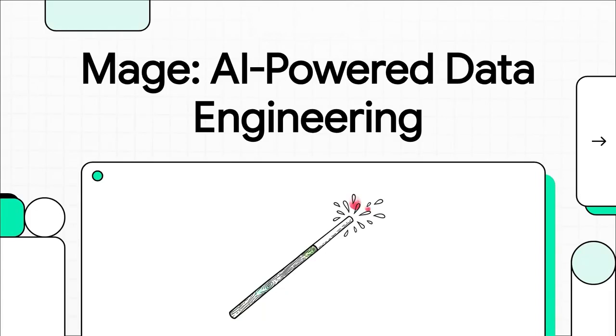All right, today we're diving into a tool that's really trying to shake things up in data engineering. It's called Mage, and the big idea here is to inject AI right into the core of how we build and manage data pipelines. So yeah, let's get into it.